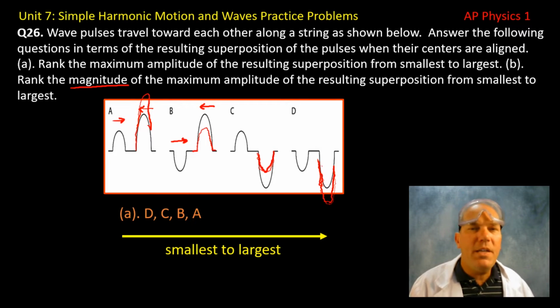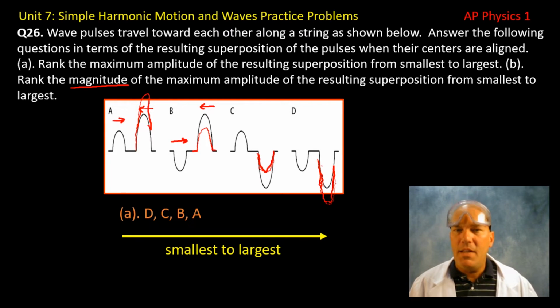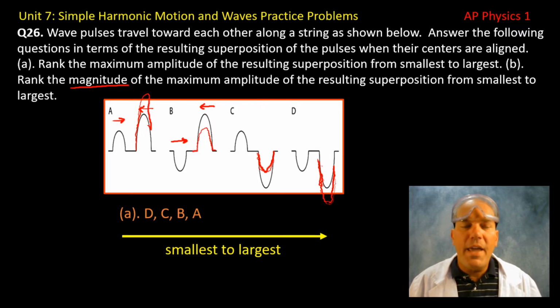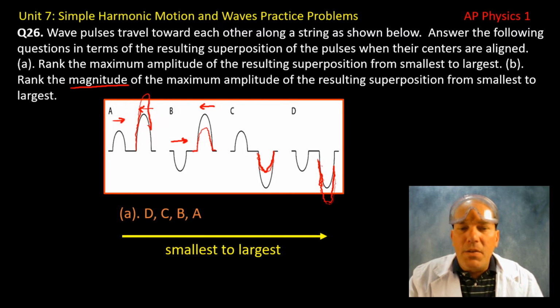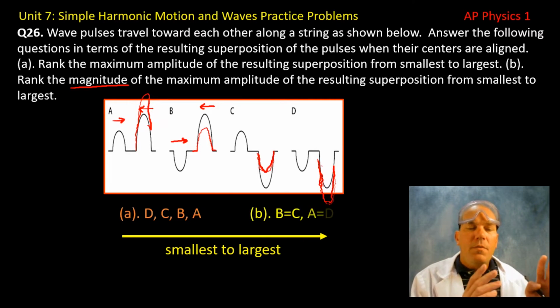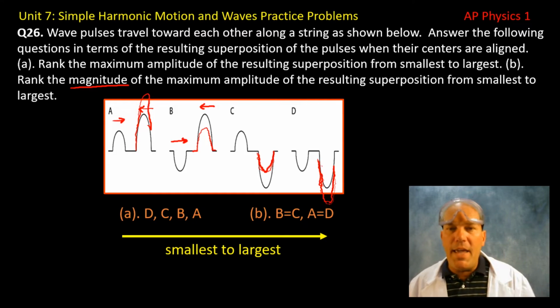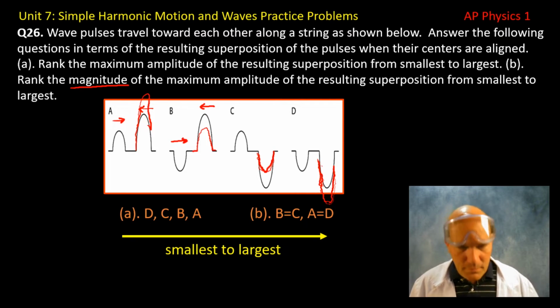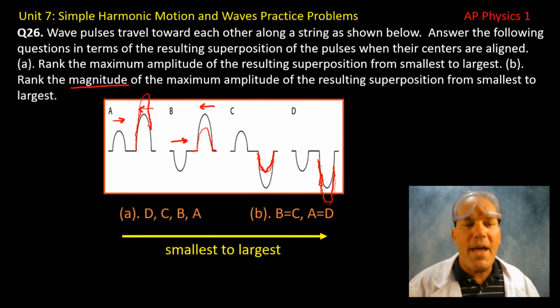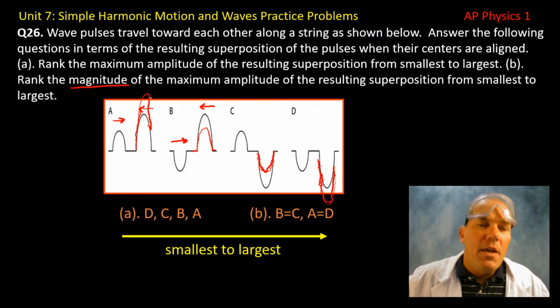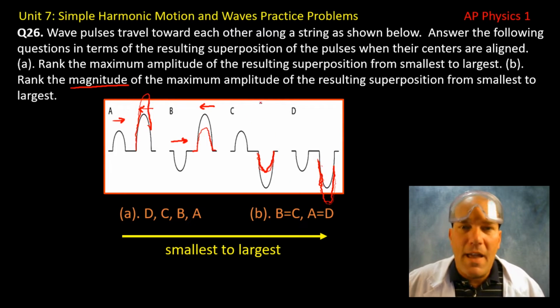All right, so now let's look at B, magnitude of the maximum. Well, if we're only looking at magnitude and we're not concerned with the signage, then you can see A and D are going to be the same magnitude, and so will C and B. So from smallest to largest, B is equal to C. Again, magnitude. And A is equal to D, because we're only considering the magnitude, whereas in part A of this question, we were also considering a positive or negative value.